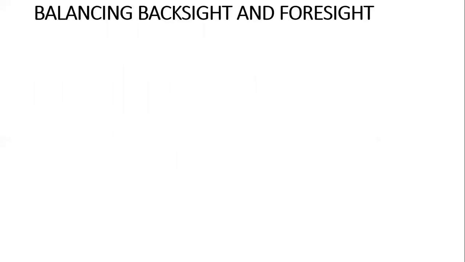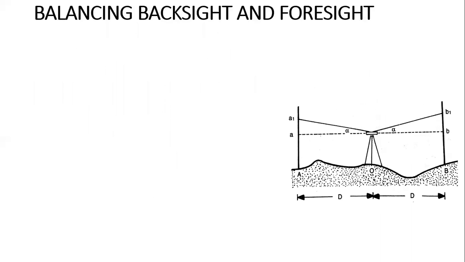Now come to the topic, that is, what is the meaning of balancing backsight and foresight distances. There are basically three types of errors which can be introduced in any staff reading. The first one is due to curvature, the second is due to refraction, and the third one is due to collimation error, that is, the bubble line is not exactly parallel to the line of sight. So here in this diagram, you will see that suppose the line of sight is inclined at an angle of alpha.